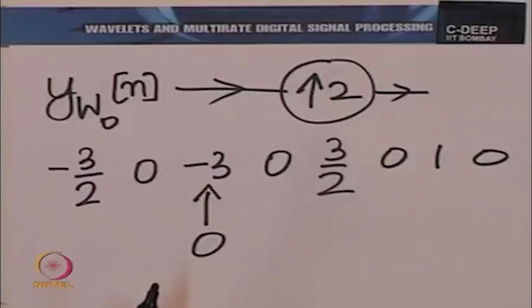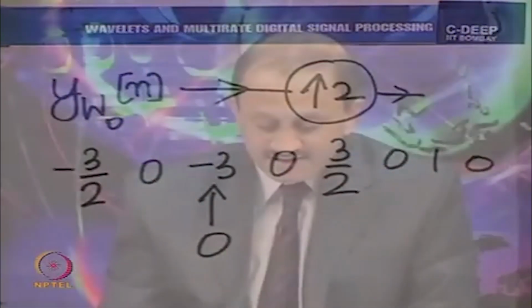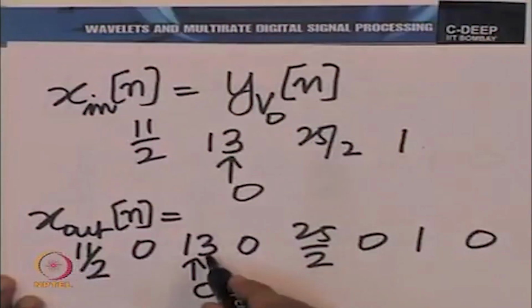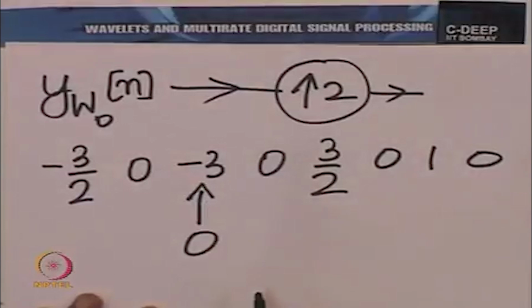So, now we are in good shape. You see, what we now need to do, if we think about it, is reconstruct y of n from these two. And for example, let us look at these two upsampled sequences. This is the upsampled sequence corresponding to V0 and this is the upsampled sequence corresponding to W0.